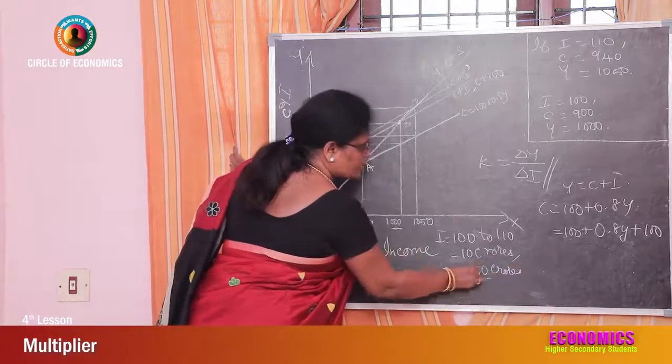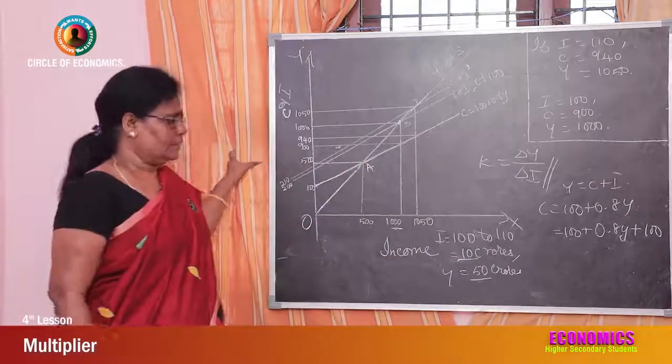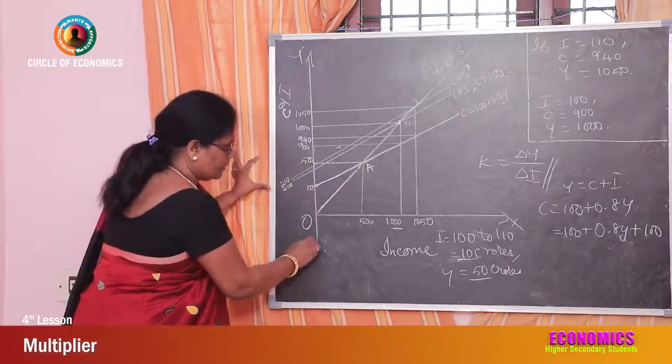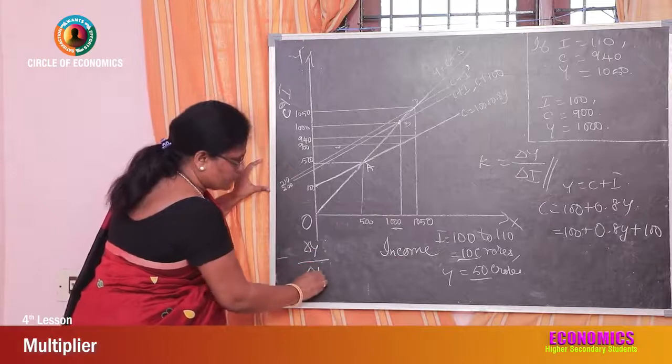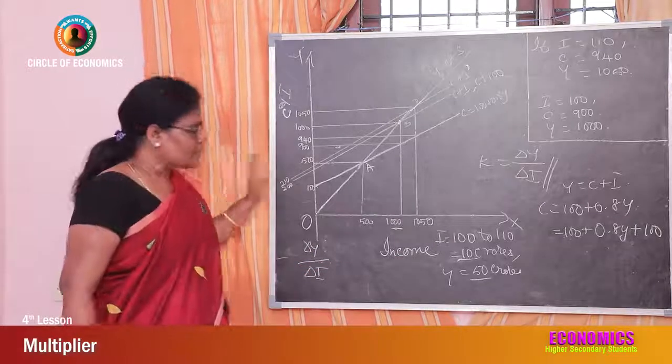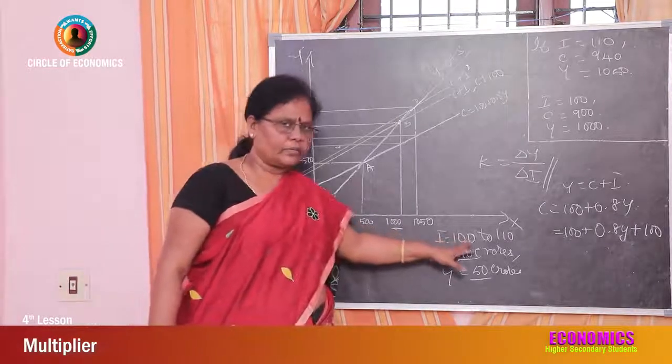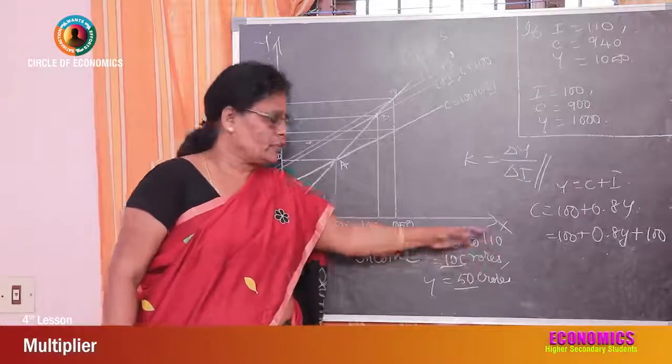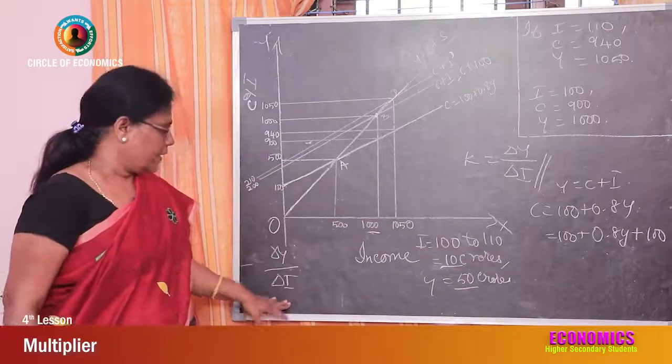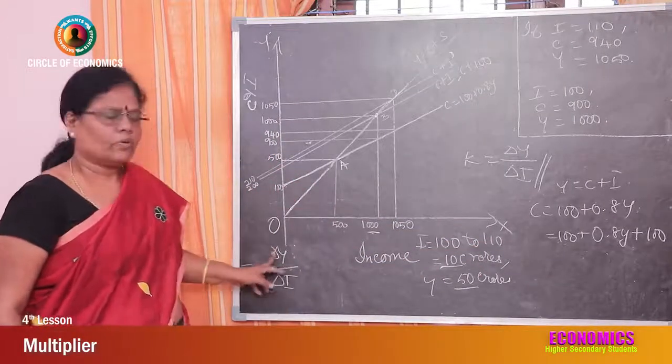So this is multiplier effect. That is change in income due to change in investment. Investment has increased from 100 to 110 crores. Due to multiplier effect, what happened? Income has increased by 50 crores.